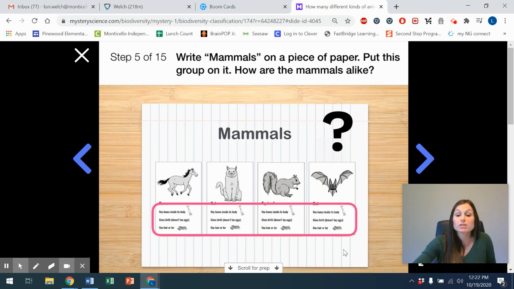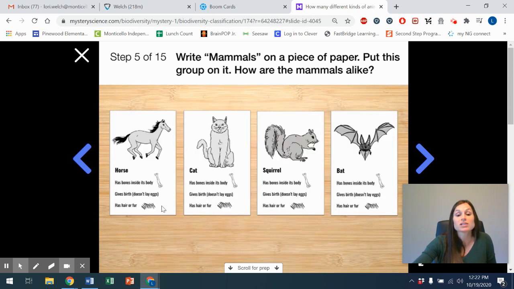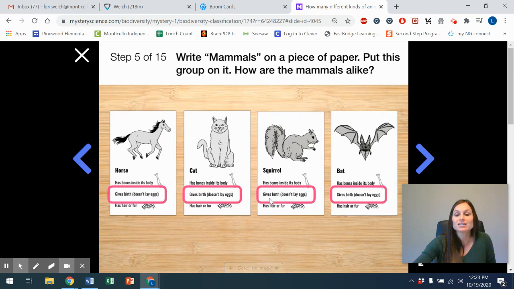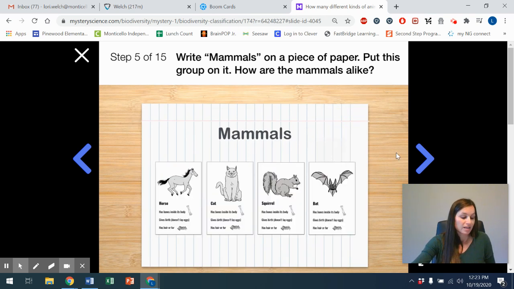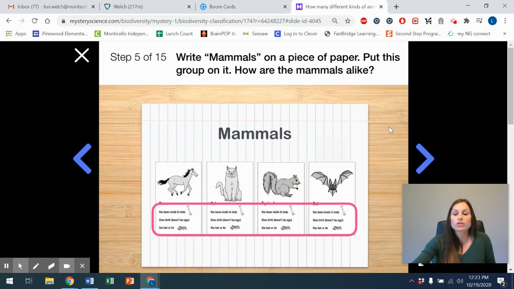All right, see if you can find these mammal cards: horse, cat, squirrel, and bat. These animals are mammals. They give birth, which means they don't lay eggs. The other characteristics that are similar with the mammals is they have bones inside their bodies, and the animals that have bones inside their body also have hair or fur. Can you think of another animal that would be a mammal?